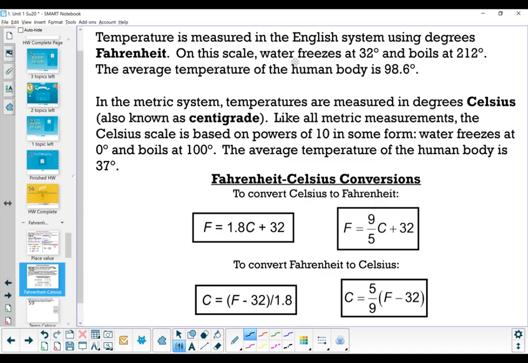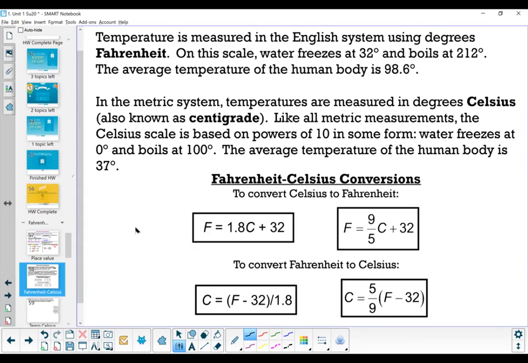So just to give you an idea of the differences, in Fahrenheit, water freezes at 32 degrees Fahrenheit. But in Celsius, water freezes at 0 degrees Celsius. And then water boils at 212 degrees Fahrenheit, whereas in Celsius, water boils at 100 degrees Celsius. So you can see the difference in terms of the measuring.